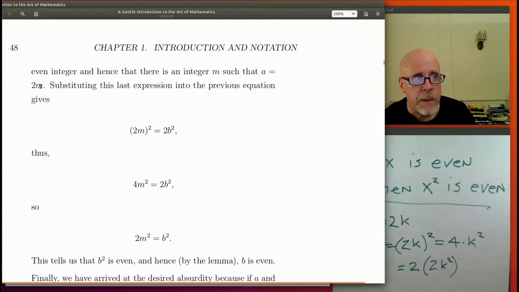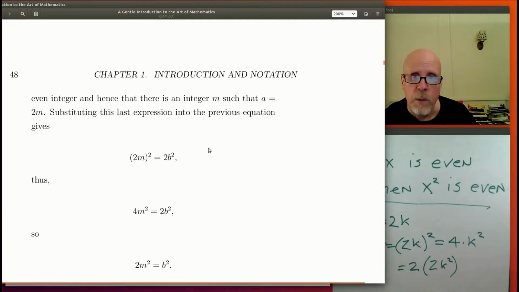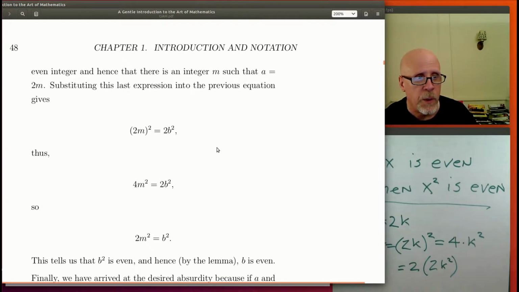Substituting this, a equals 2m, into the previous equation gives, see, the previous equation had a squared on the left and then 2b squared on the right. We've got 2m squared now. We just replace that a with 2m. That's legal. That's called substitution. You have two things you know are equal. You can switch them back and forth.